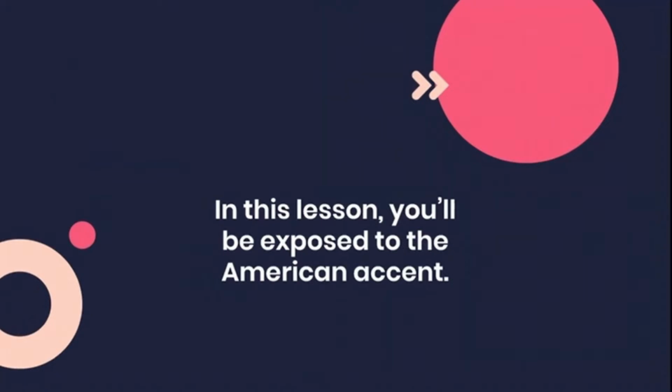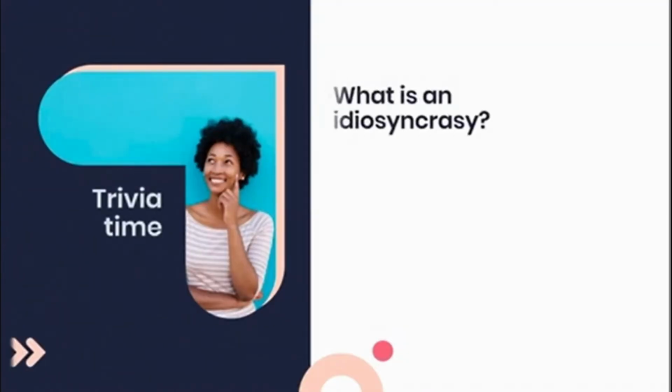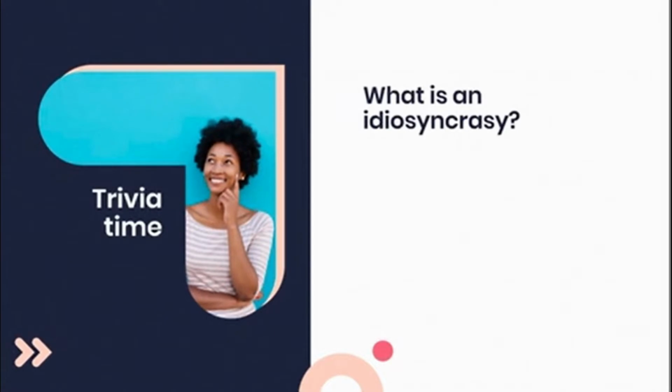This is a very common accent that you've probably heard a lot of on television. You might remember that in the last listening lesson, you listened to British accents. So today we are changing it up a bit, because remember that in your IELTS listening section, you'll be exposed to many different accents. The last question I want to ask you is, what is an idiosyncrasy? A little hint is that it has to do with individuals instead of groups. Do you remember what it is?